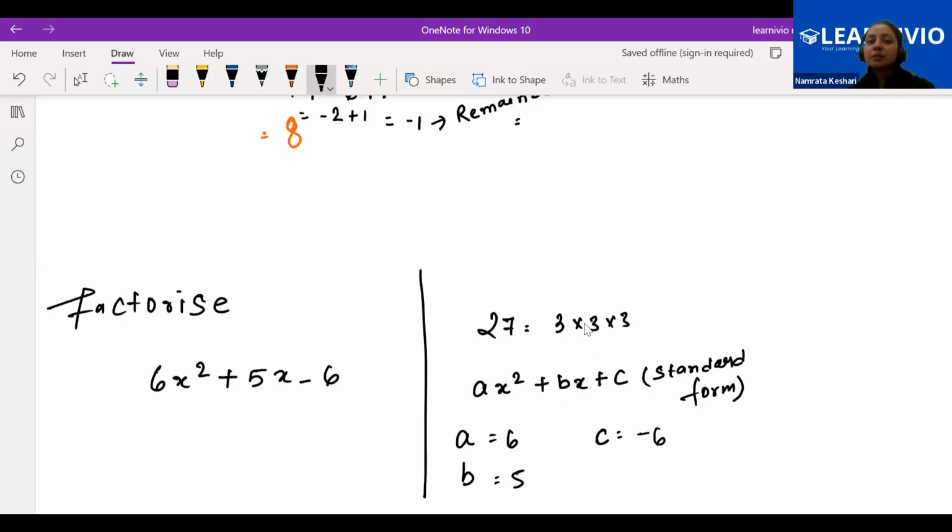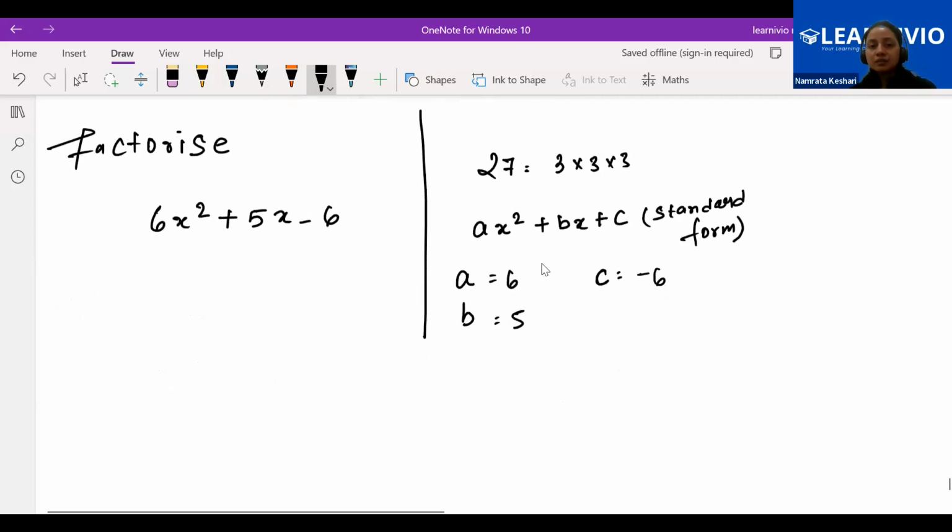Now we will do the multiplication of a and c. Okay, the first step is to multiply a and c. Can you tell me? 6 into minus 6 is there. You can take focus that much. Okay, 6 times 36. First, we will multiply a and c.